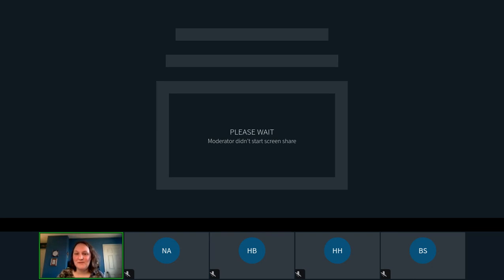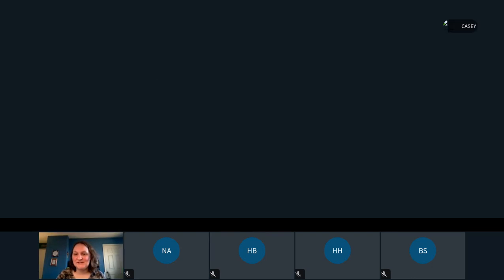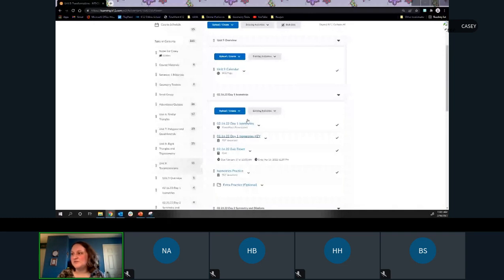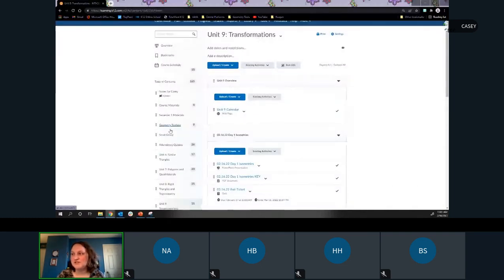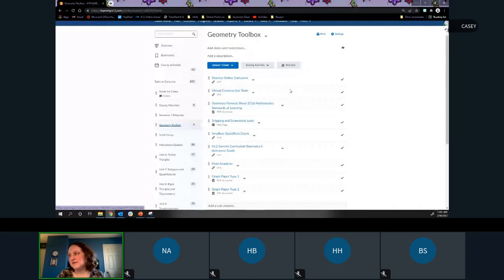When you're in our OMHS class, I'm sure you found this geometry toolbox tab. This is just where I put a whole bunch of things that I think might be useful for the course. So like Desmos is there, right? And if you wanted to learn how to use the snipping or screenshot tools.